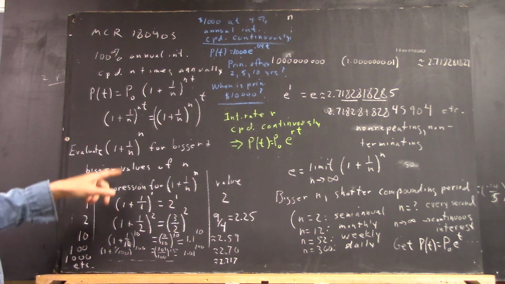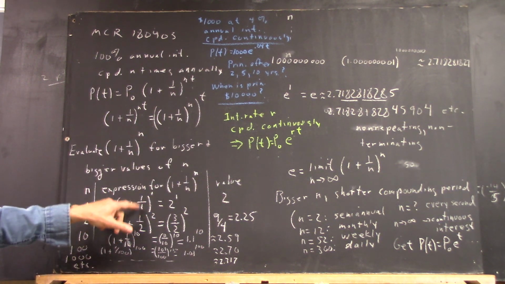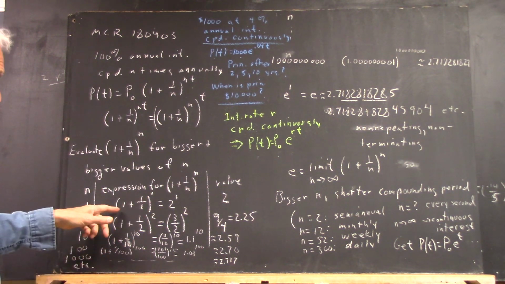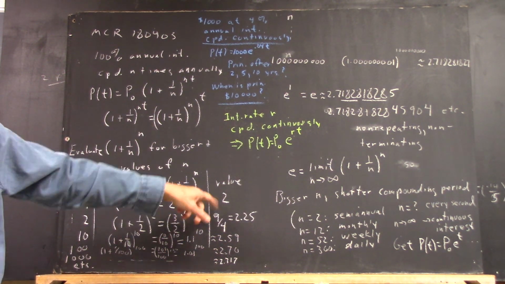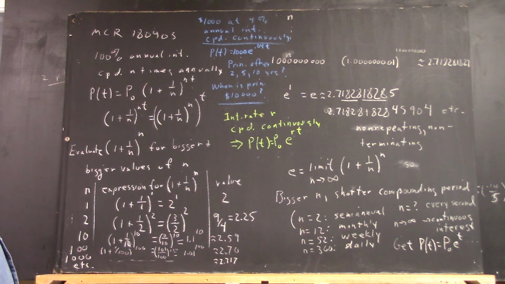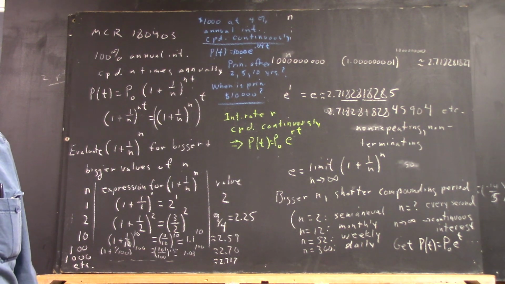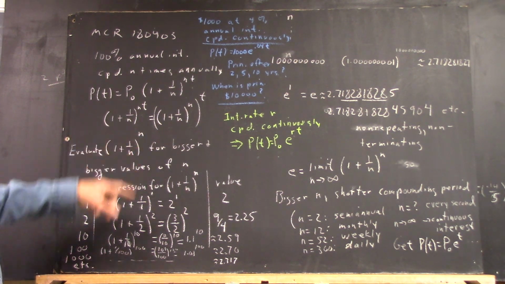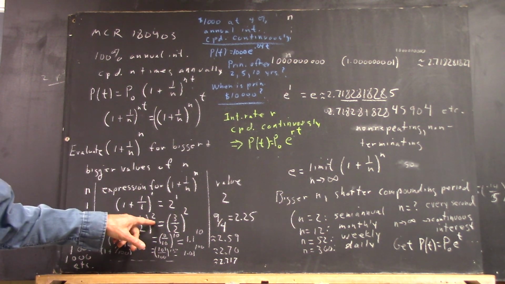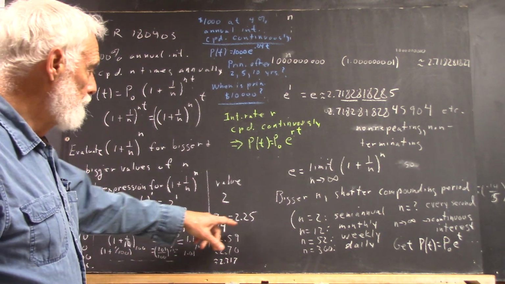if n is 1, then 1 plus 1 over n to the n is 1 plus 1 over 1 to the 1. It doesn't take much to see that 1 plus 1 over 1 is 2. So it's 2 to the 1, and no surprise, that's 2. Okay? So if you compound at 100% once a year, you double your money, because that means you're adding 100%. Now, if you compound twice, then this becomes 1 plus 1 half to the second power. And we evaluate that as 3 halves to the second power, which is 9/4 or 2.25.